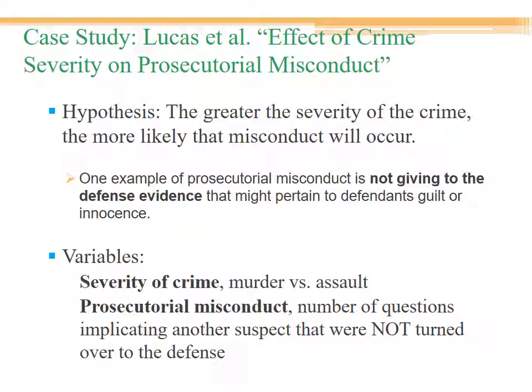Can you see how they have operationalized the variables, or identify ways to observe variation in the variables? They have operationalized severity of crime by labeling it as either murder or assault. And they have operationalized prosecutorial misconduct by the number of questions implicating another suspect that were not turned over to the defense. This is how they were measuring their variables.